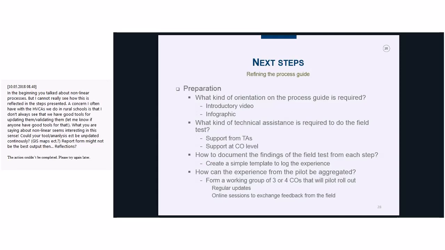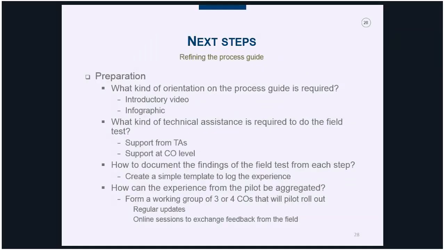And Marit says, in the beginning you talked about nonlinear processes, but I cannot really see how this is reflected in the steps presented. A concern I often have with the HVCAs we do in rural schools is that I don't always see that we have good tools for updating them, validating them. Let Marit know if anyone has any good tools for that. And then what you were saying about nonlinear seems interesting in this sense. Could your tool analysis, etc., be updated continuously with GIS maps, etc.? Report form might not be the best output then. And she's just asking for any reflections, but I was wondering if Rania or Bruce had any comments on that.